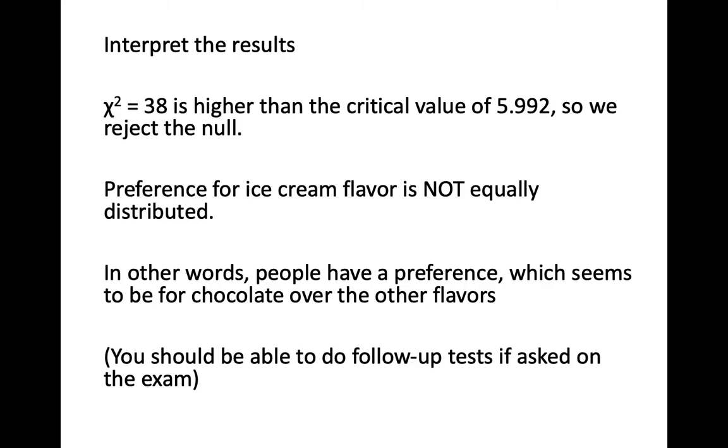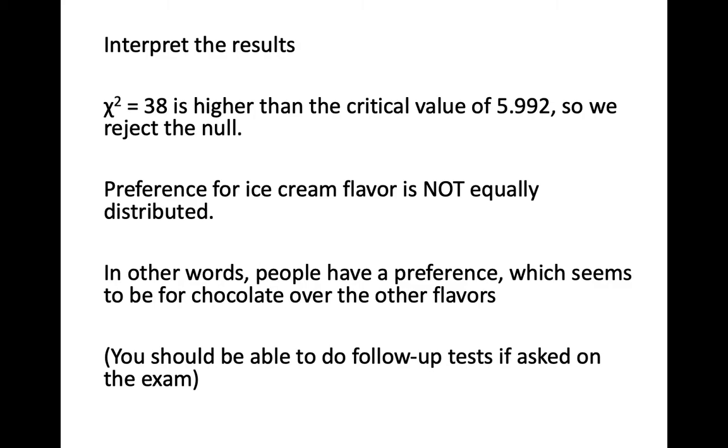Why? Because we expected 25 people to prefer chocolate, but 50 did. We expected 25 people to prefer vanilla and strawberry, but only 10 and 15 did respectively. So more people seem to prefer chocolate than expected, and fewer prefer strawberry and vanilla than expected.